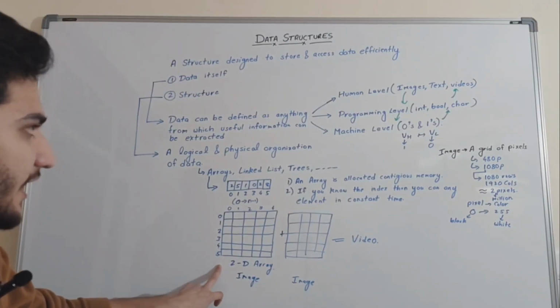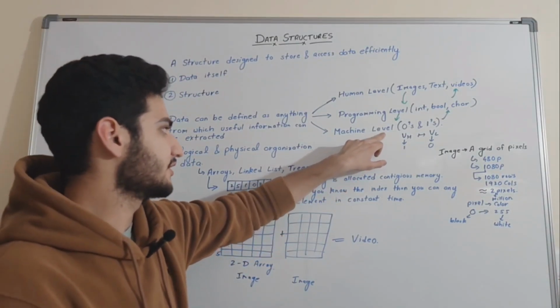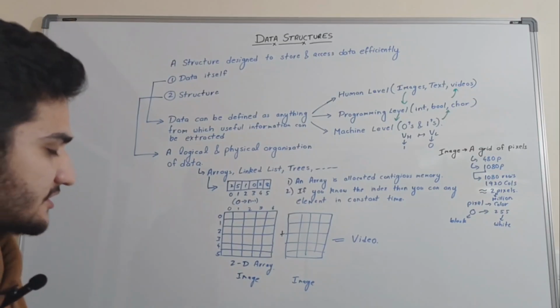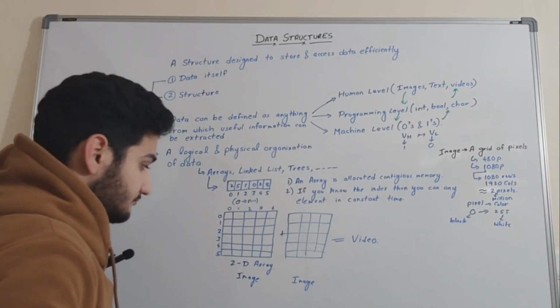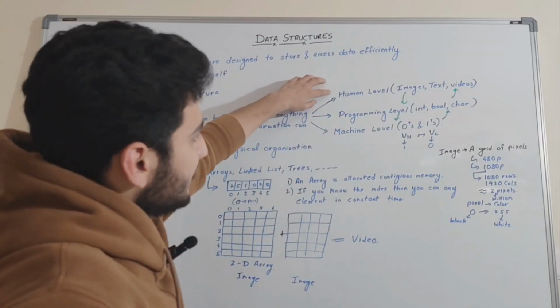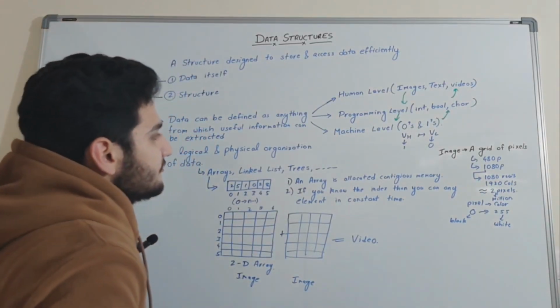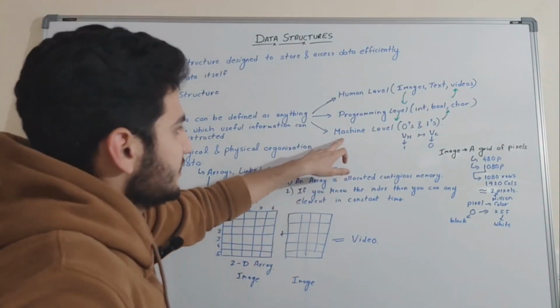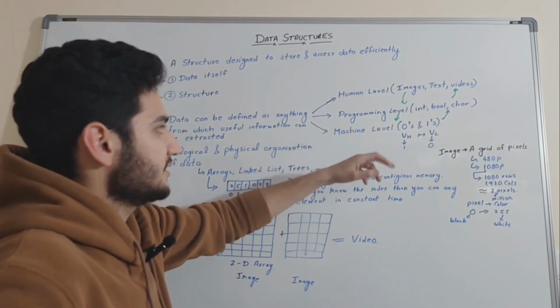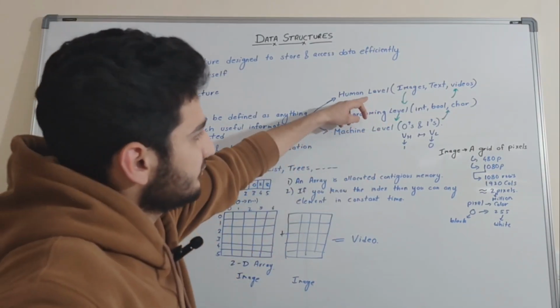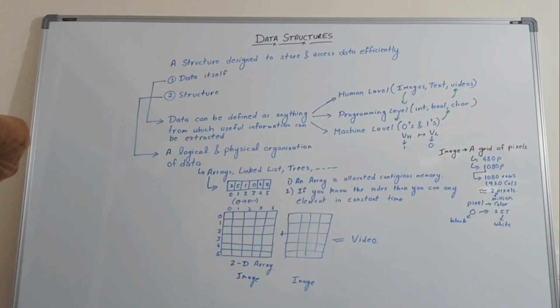And of course, this 2D array is going to be converted into the machine level so that the machines can operate on the data. This is how we translate human level data into programming level data, which will be further translated into the machine level data. And again, we are going to get the programming level data from the machine level data, and we will get the human level data from the programming level data.